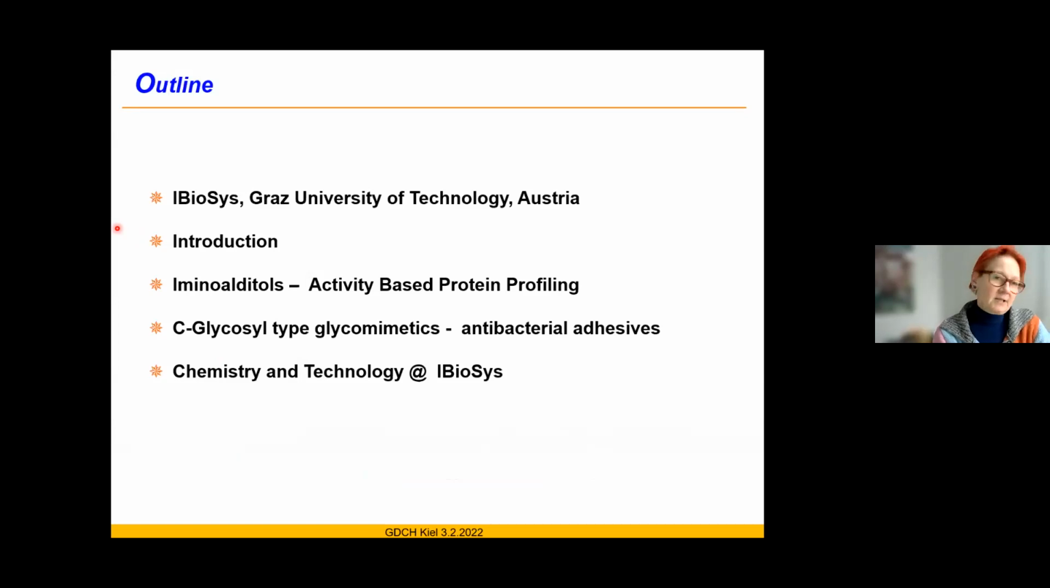In the beginning, I will introduce very briefly Graz University of Technology and also our institute, iBioSys. And then I will give you a very brief introduction on glycomimetics. And then I will go further into chemistry, how we use iminoalditol glycomimetics as tools for activity-based protein profiling of carbohydrate-related enzymes. Then I want to talk a little bit about how we use C-glycoside type glycomimetics as potential therapeutics, as antibacterial adhesives. And in the end, I hope I will close the circle, how we want to merge and amalgamate chemistry and technology at our institute.